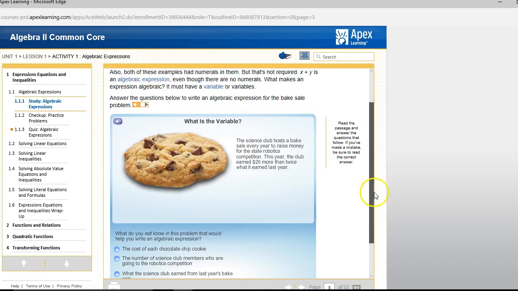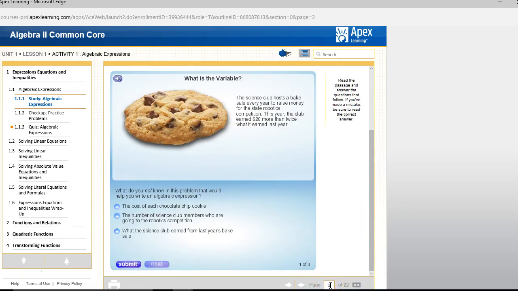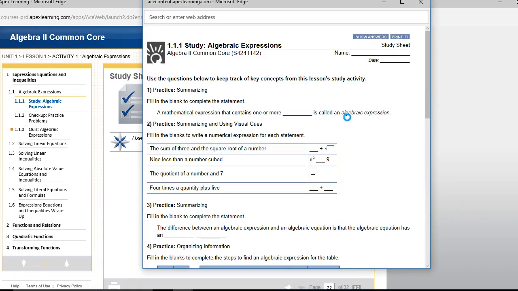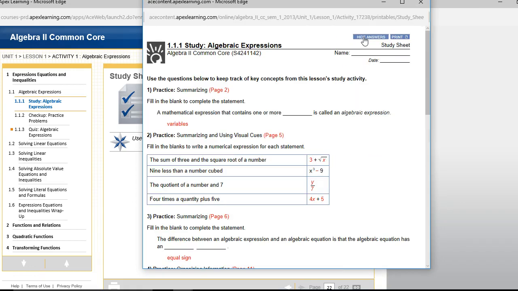So your answers are the very end, page 22 of 22, study sheet check. So you're going to click right here and it's going to give you your answers. This is not cheating. This is using your resources. This is you being a learner and figuring out how to learn math, what is most helpful for you.